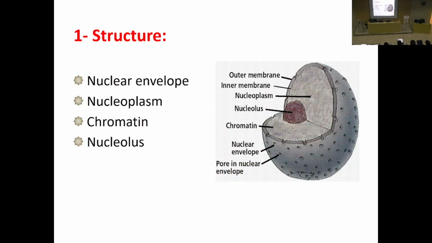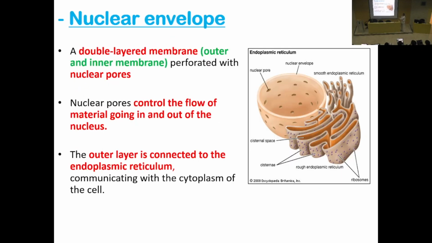So, the structures. What is the nucleus made of? The nucleus is made of a membrane, which you call the nuclear envelope. Inside it, we have the nucleoplasm. Inside the nucleoplasm we will find the chromatin. And then we have what we call the nucleoli or nucleolus. All right? So we're going to see each of these substructures inside the nucleus. We start with the nuclear envelope.